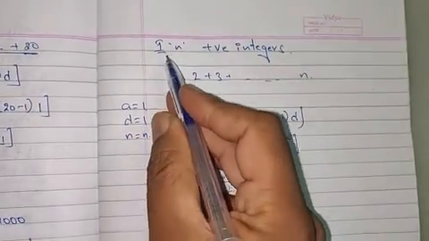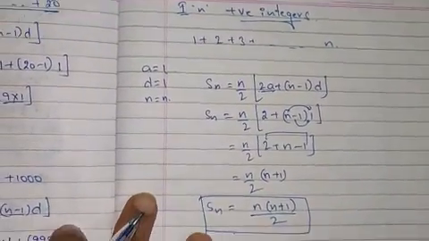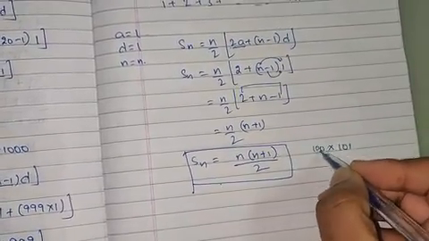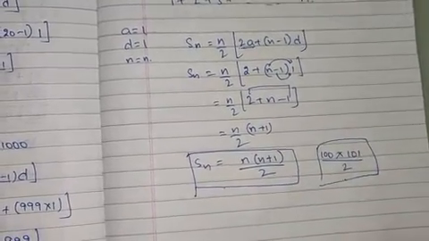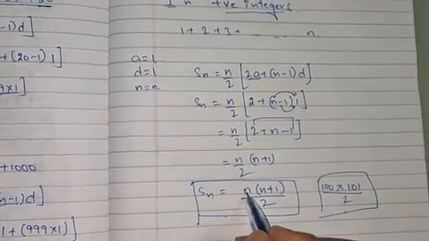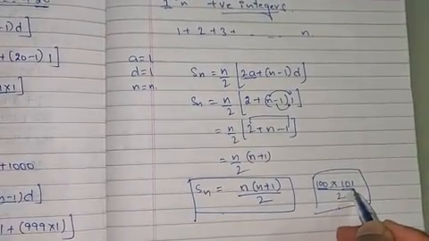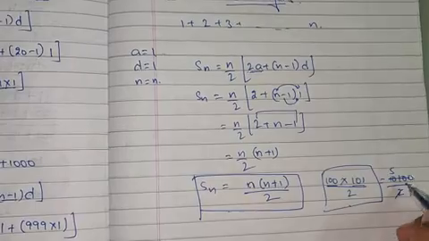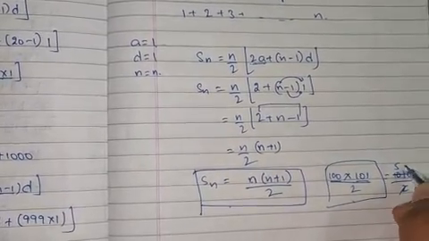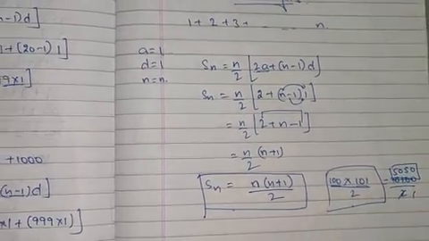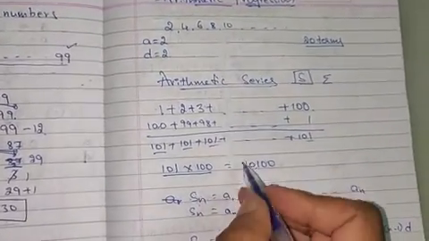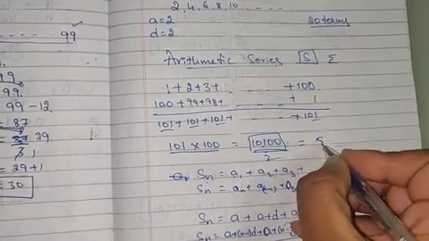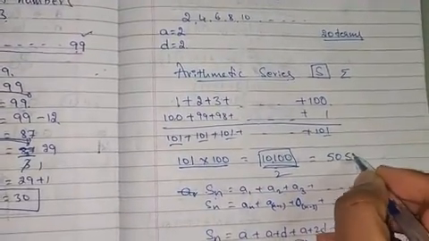What type of n terms? The first n positive integers. As we saw in the example of the boy, even he had got 100 into 101 divided by 2. How did he get this? Because the sum of n terms, that is 100 into 101 divided by 2. So 10100 divided by 2, 2 fives are 10, 5050 is the answer. So as I have taken here, it has to be divided by 2, which gives us 5050.